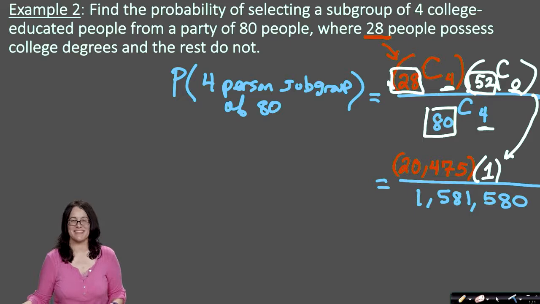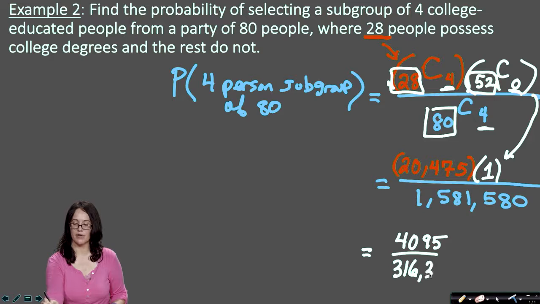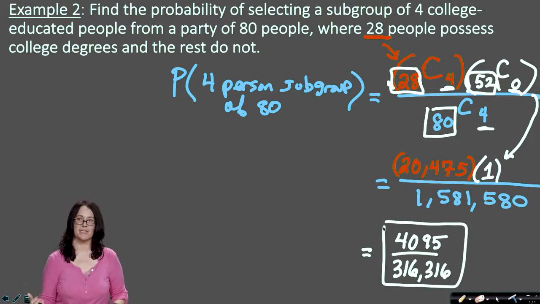So when you multiply this out, you'd get your numerator of just 20,475 and your denominator of 1,581,580. But this could be simplified again by dividing by 5 until you can no longer divide anymore. And you'll get 4,095 as your numerator and a denominator of 316,316. Now that's a nice exact answer for a math person, but for a real human, you might want to know what this means as a decimal.